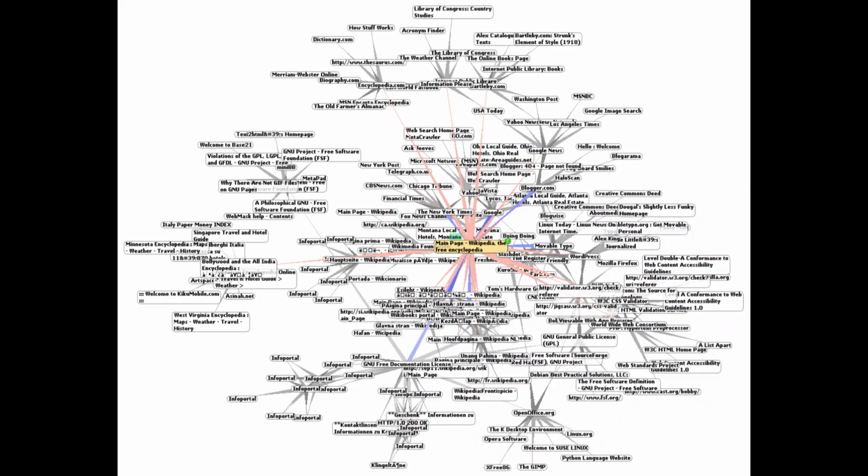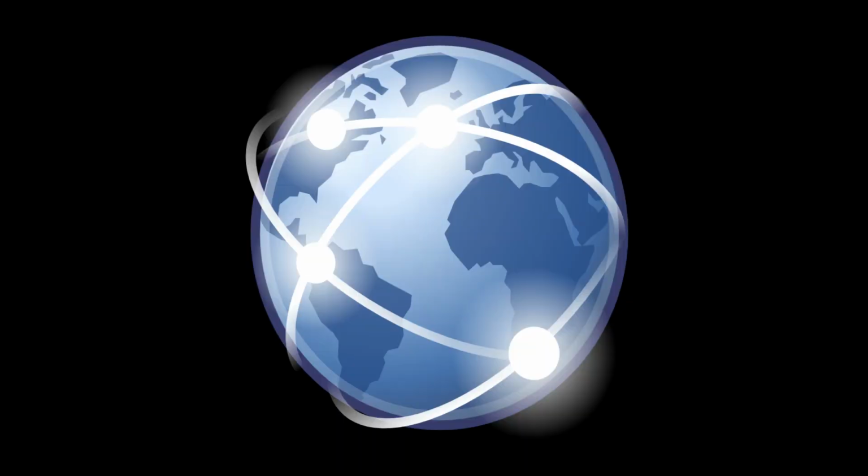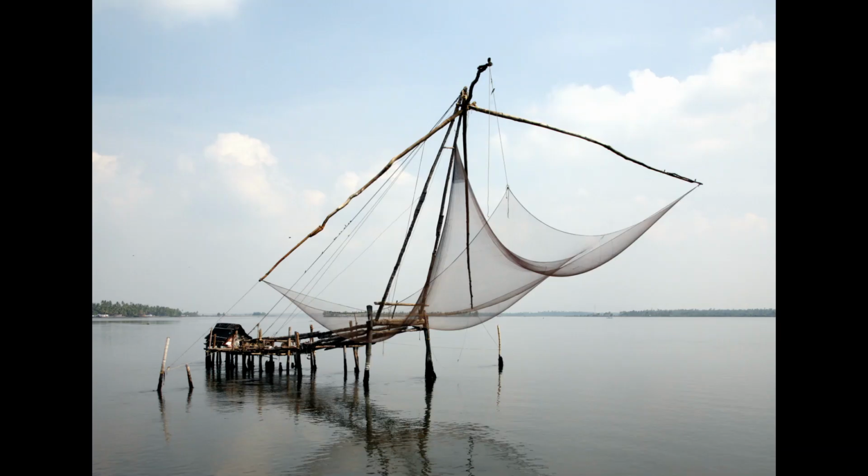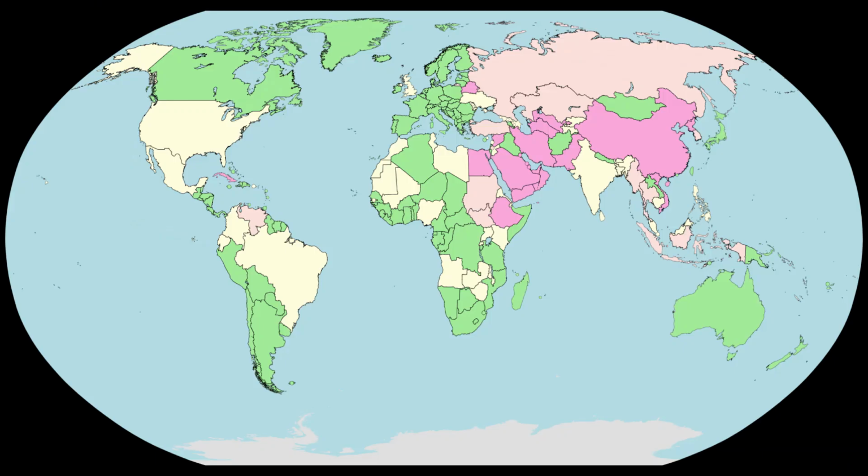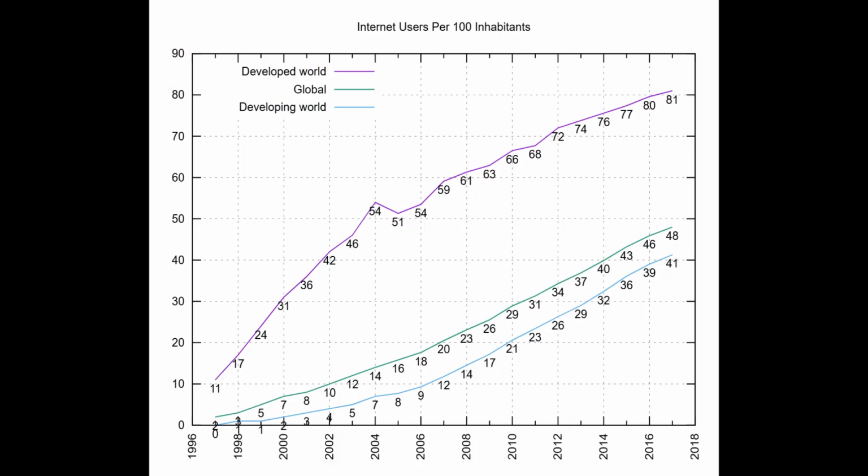The Internet, or internet, is the global system of interconnected computer networks that uses the Internet Protocol Suite, TCP/IP, to communicate between networks and devices. It is a network of networks that consists of private, public, academic, business, and government networks of local to global scope, linked by a broad array of electronic, wireless, and optical networking technologies.